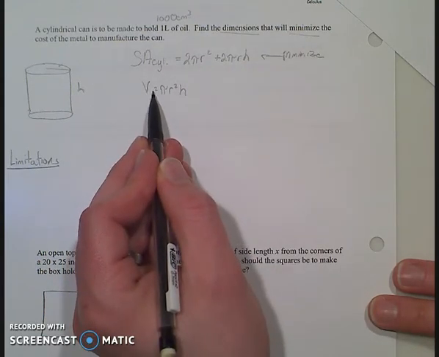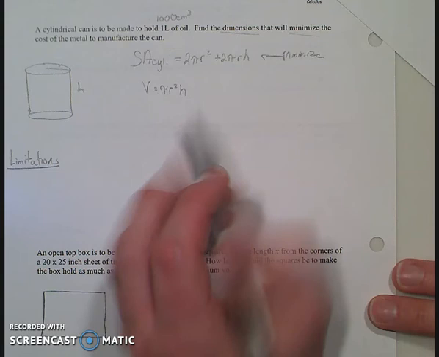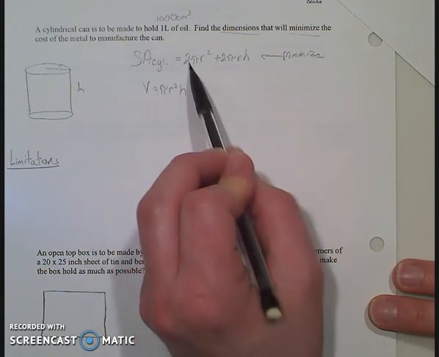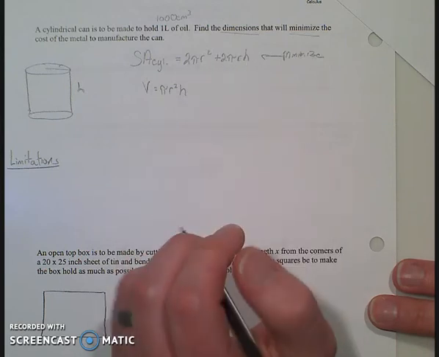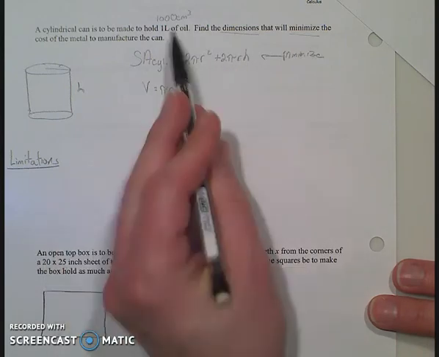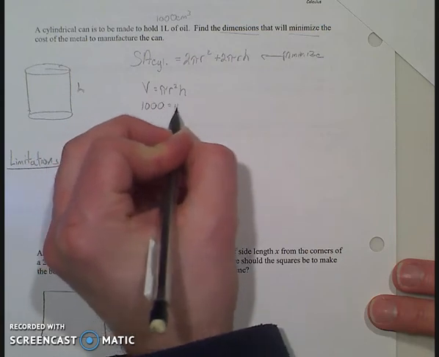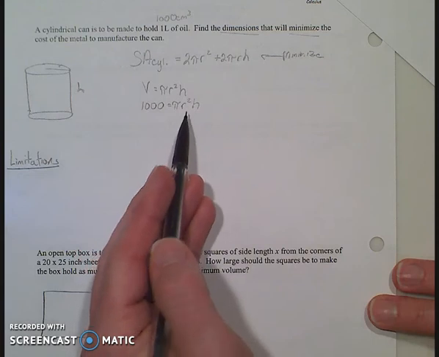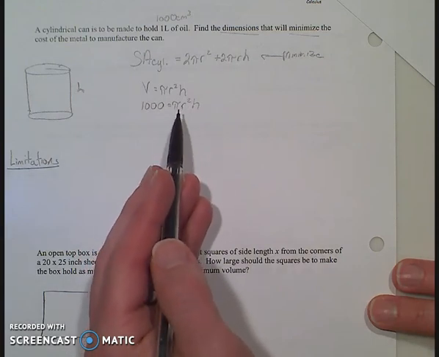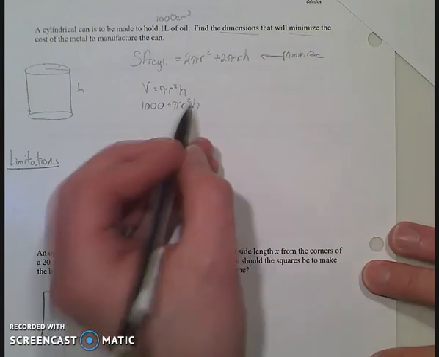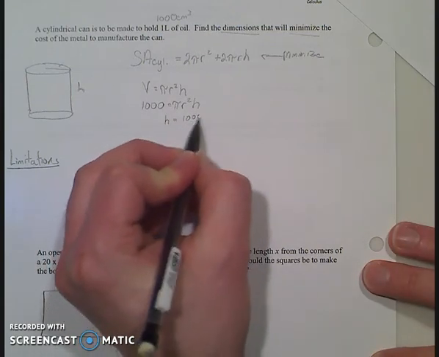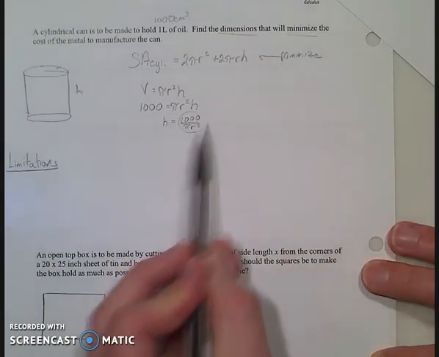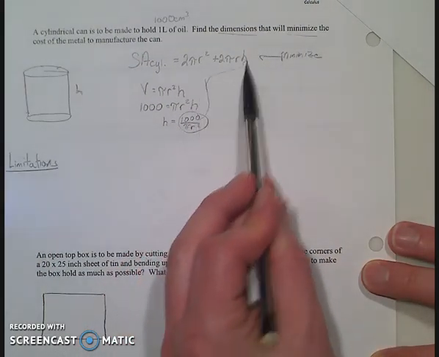So let's think about it. This is in terms of r and h and the surface area, so we've got to solve for one of them. Well, which one do you want to solve for? We know volume is 1,000 centimeters cubed, and so I think it's easiest to solve for h. You could solve for r and have a square root in there, and that's fine. There's nothing wrong with that, but I'm going to solve for h here.